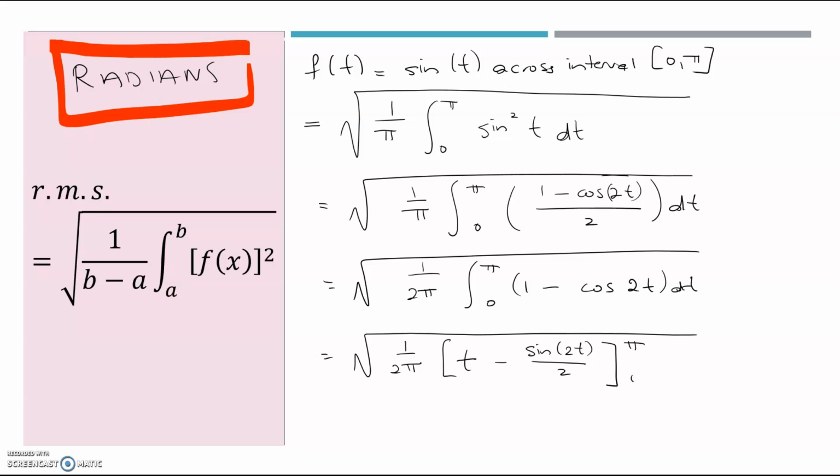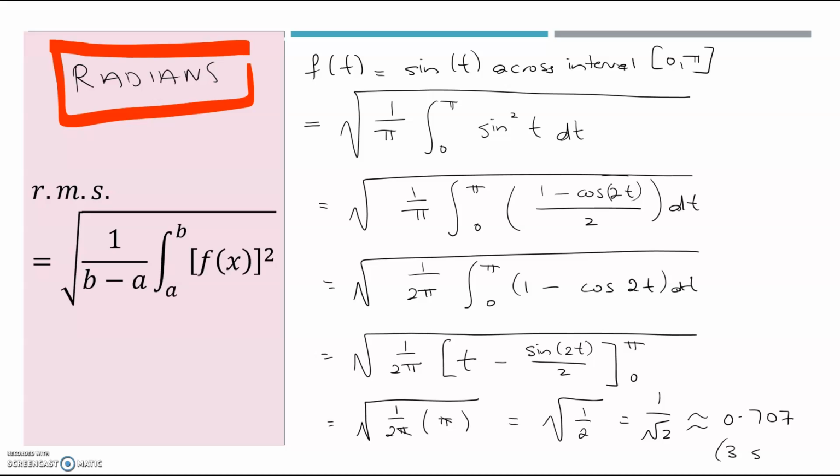Now I've got to do that between pi and 0, and if you're careful with the calculator, it's going to be 1 over 2 pi times pi, which leaves you with the square root of, because we can cancel, 1 over 2, or 1 over root 2. You could leave it like that, or you could approximate that to 3 significant figures.